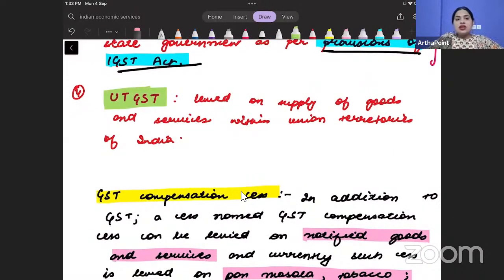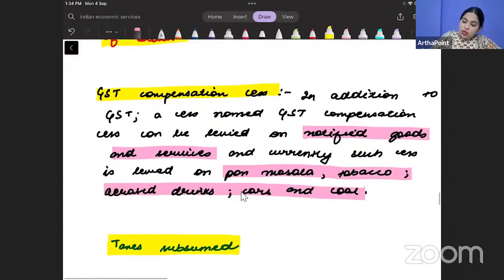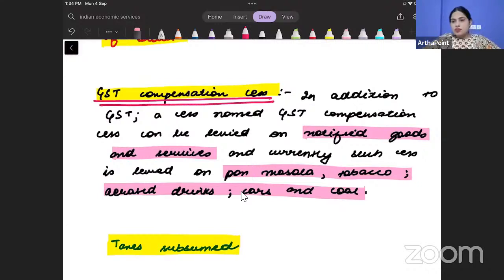UTGST is basically levied on the supply of goods and services within union territories of the country, right? But now we want to talk about GST compensation cess.